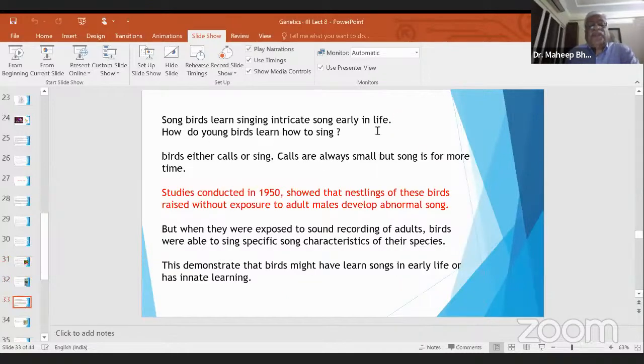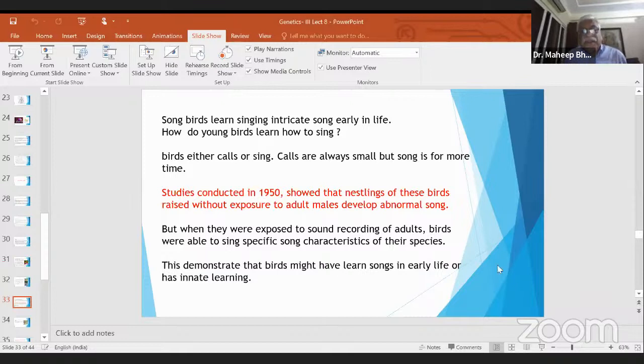Songbirds learn singing intricate songs early in their life. But how do the young birds learn the same song to sing? Well, studies conducted in 1950 showed that nestlings of these birds raised without exposure to adult males develop abnormal song. But when they were exposed to a sound recording of adults, meaning adults were not there, only the recording was there, even then these new birds were able to sing the exact musical song which their parents sang.